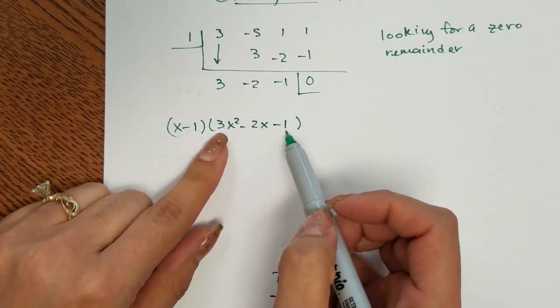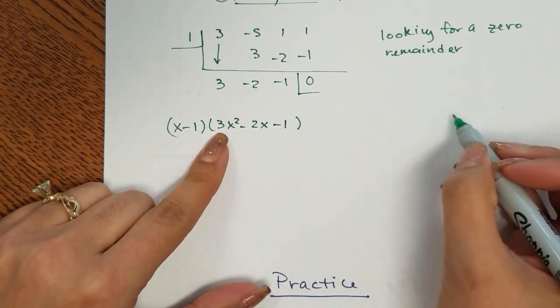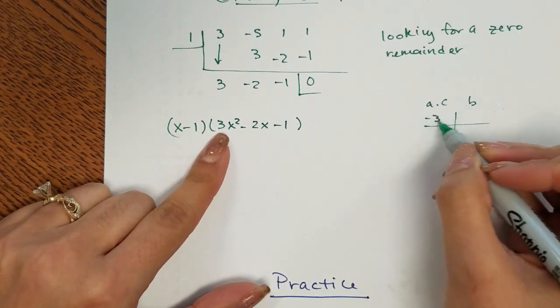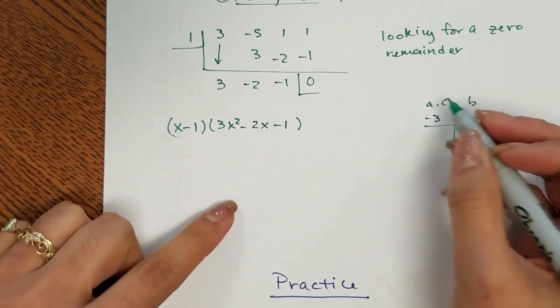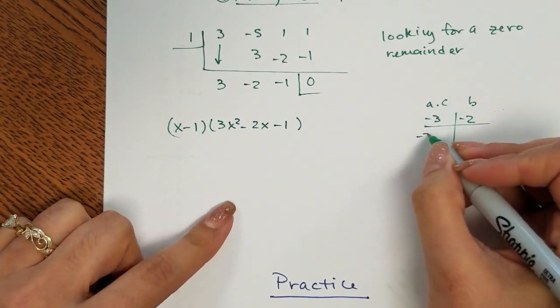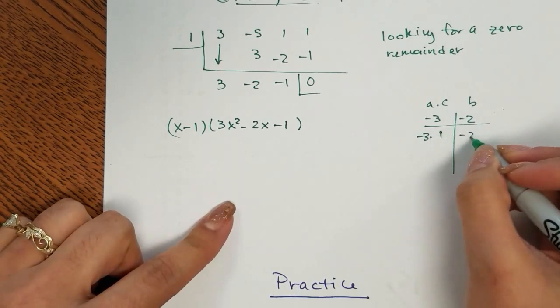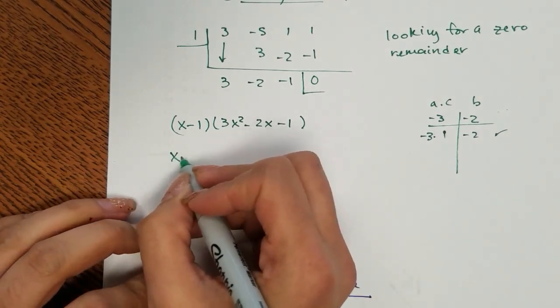So if we do 3 times negative 1, that's negative 3. Remember, a times c equal to b. So we have negative 3 here. Sums to negative 2. That's going to factor. That's going to give us negative 3 times positive 1. Negative 3 plus 1 is negative 2. That checks out.